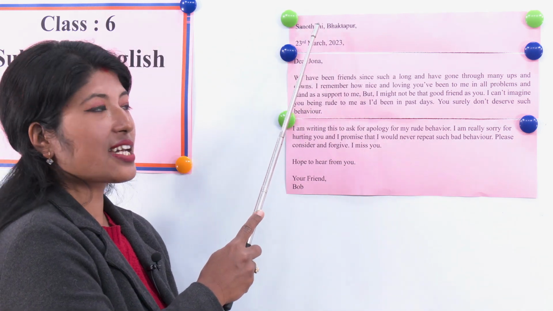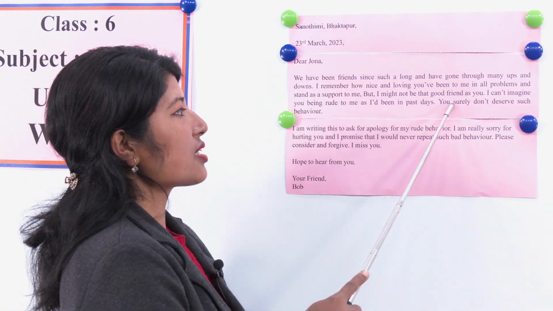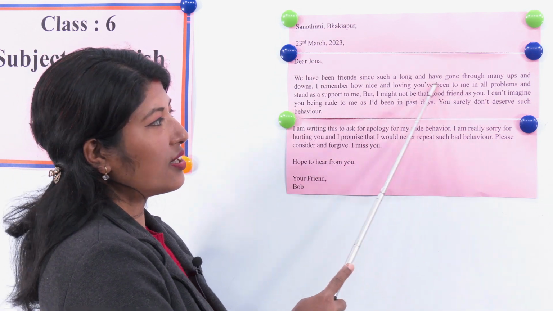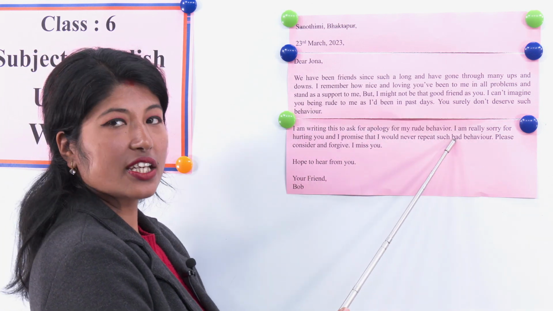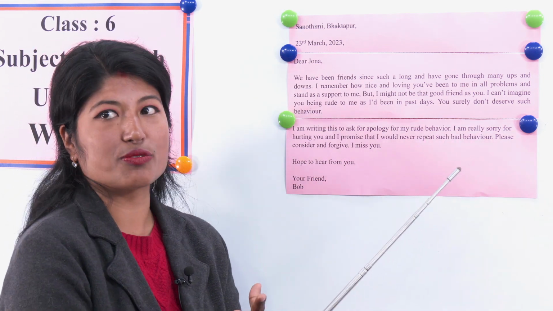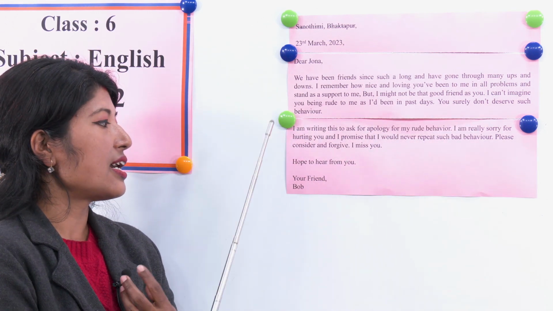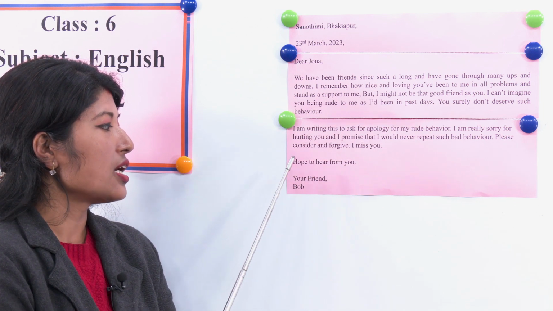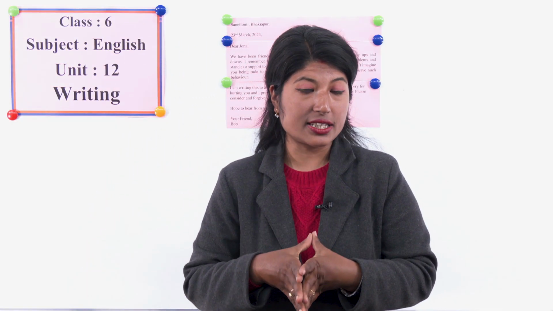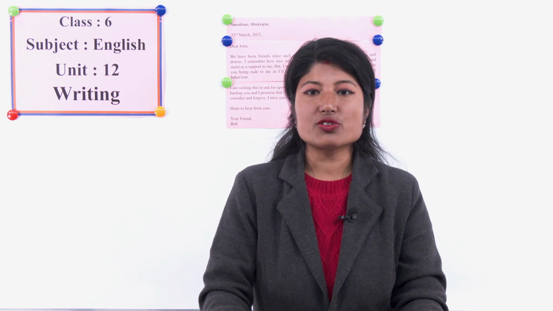You start with the date and then day, addressing, and then body. In the body you can mention some of your good times. And then what problem occurred in your relation, and then ask for sorry for what you did. You have to mention you are really sorry, realization should be there. And then you can promise not to repeat that mistake again. And then in this way you can do the closing. Hope to hear from you, and your friend Bob, mention your name at last. So in this way you can write an apology letter. I hope now you have developed some clear idea about it. Okay, so let's move further.